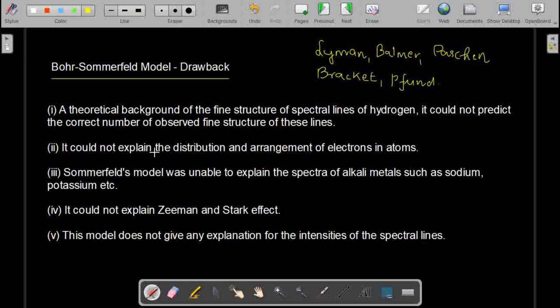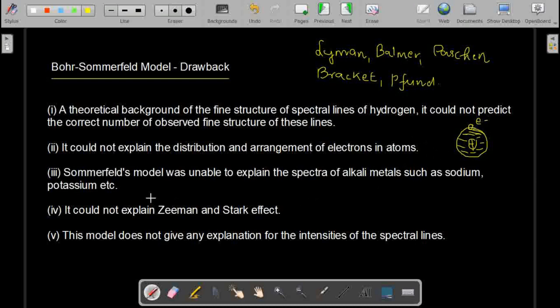It also could not explain the distribution and arrangement of electrons in the atom. There is this concept of orbit and orbital. According to Bohr, the electrons are revolving around the orbit, but the real picture is more or less quantum mechanical in nature. That means that the electron can be anywhere in the sphere in the first shell, but it will not be moving around only along this orbit. So that was the second drawback.